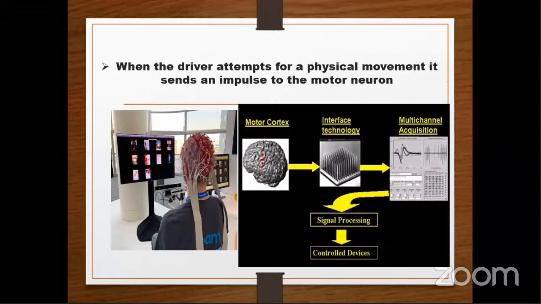In the above picture, there is an individual handling the system. He is wearing the neuro headset. The motor cortex will give the instruction to the interface technology, and it is channelized by multi-channel acquisition and the signal processing control. The device is controlled.